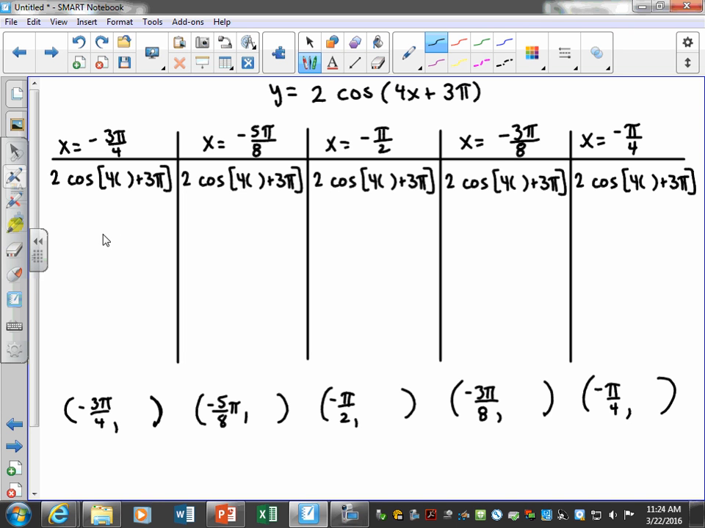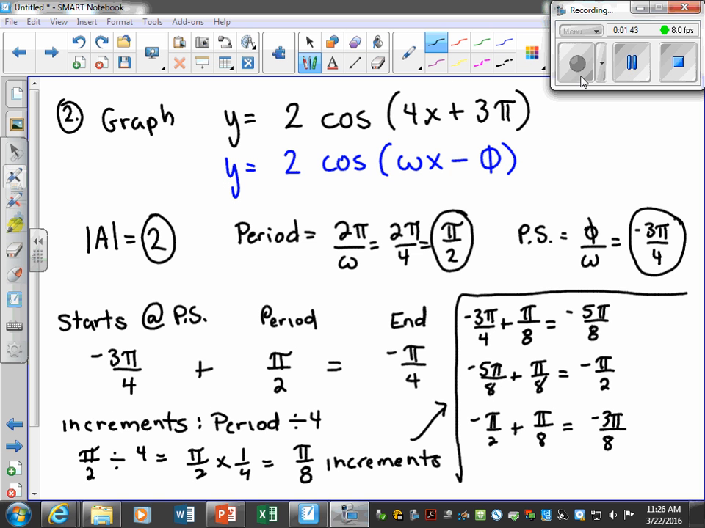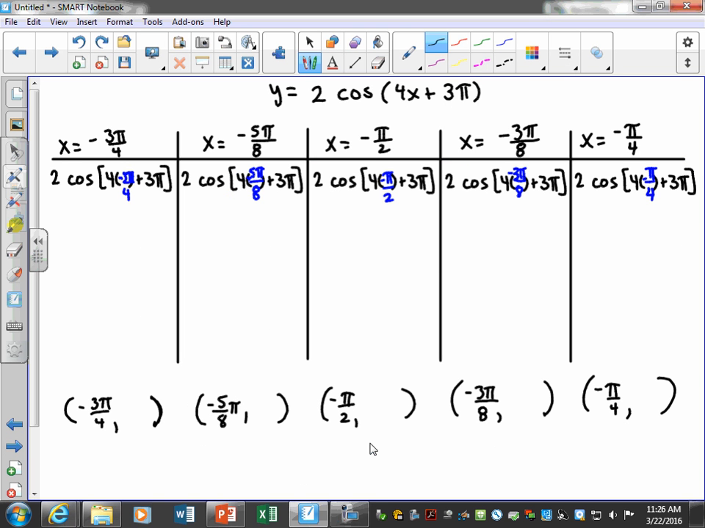We can plug our values of x into these parentheses, and then go ahead and start solving these. Also, I went back, and this is the scratch work for the increments, just in case you needed to look at it. Okay, so let's go ahead and do this first one together.